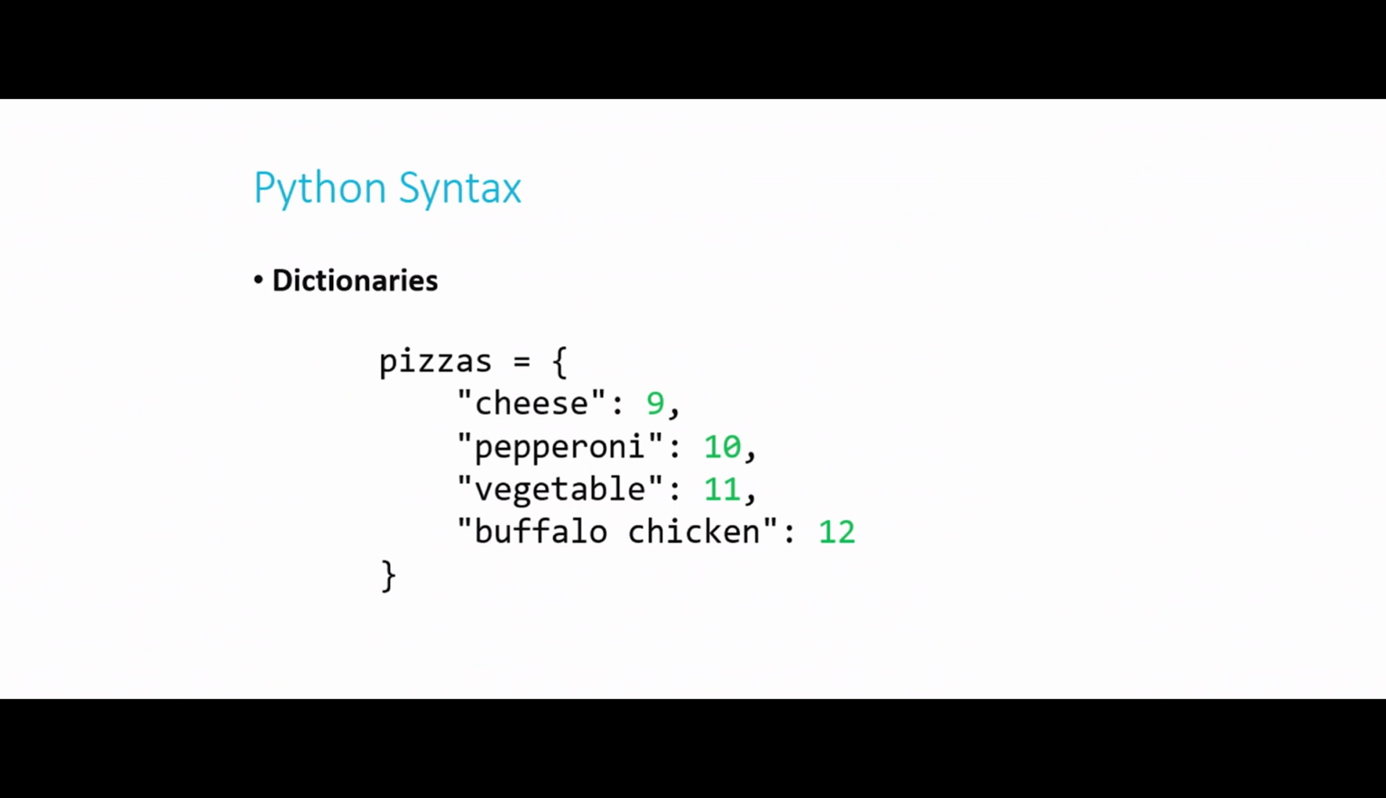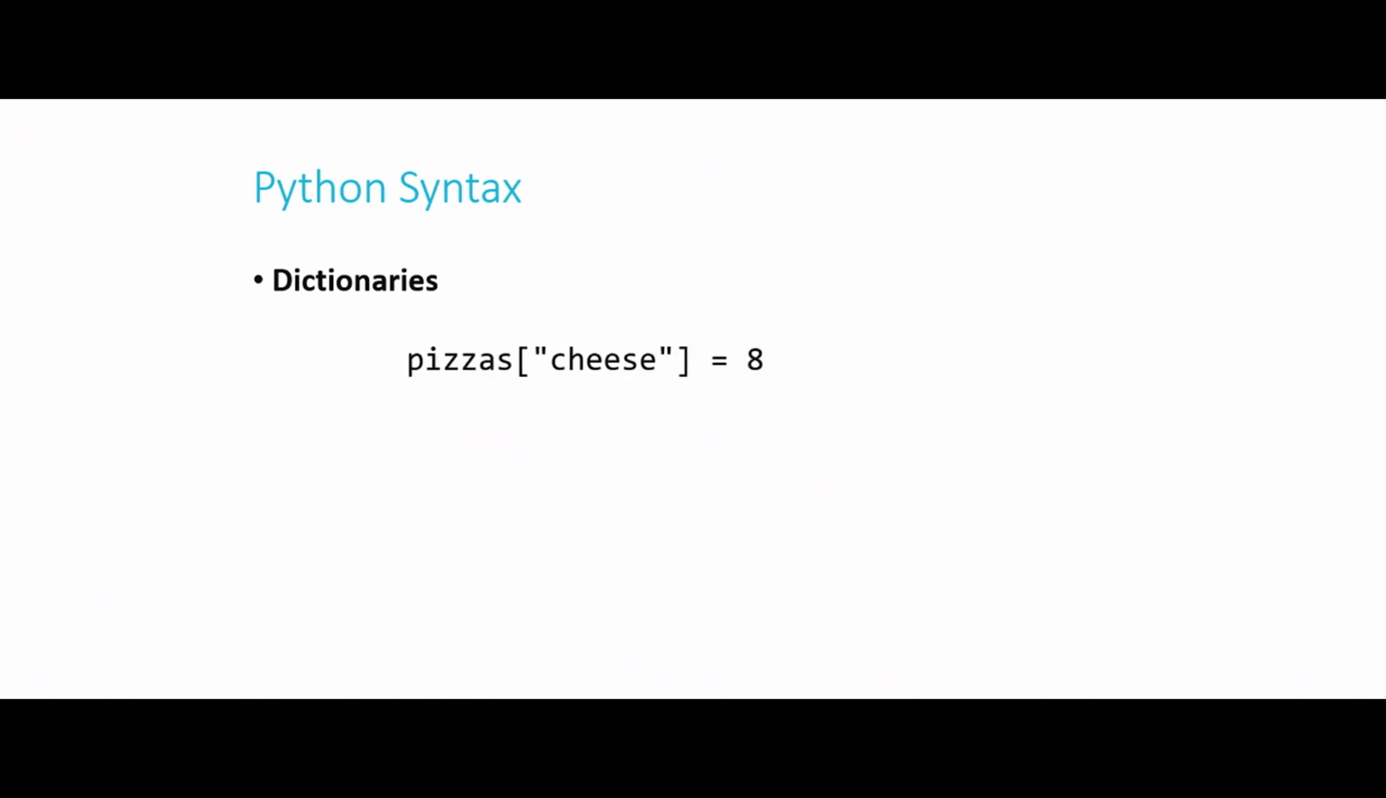I can change the value of different key-value pairs in the dictionary as well. So I could say pizzas, square bracket, cheese equals 8, and now the key cheese is not associated with 9, it's associated with 8. I could use the different keys in my dictionary in Boolean expressions like this. If pizza, square bracket, vegetables is less than 12, I could do something.